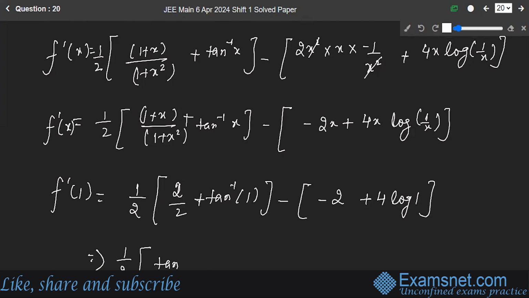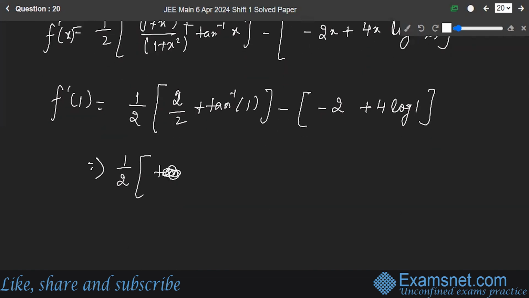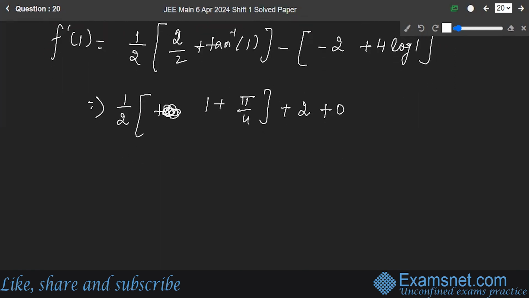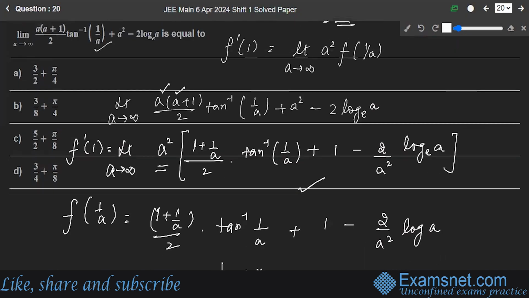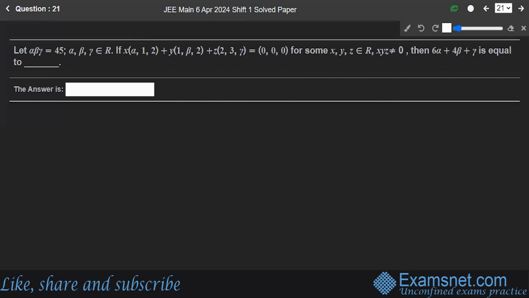So this is 1 and tangent inverse 1, that is equal to pi by 4 plus 2 and this is 0. Okay, plus minus 0, whatever. So this is 1 by 2 plus pi by 8 plus 2, or this will give you 5 by 2 plus pi by 8. So this is the answer to the question, 5 by 2 plus pi by 8. Option C. Hope you got that. Let's move to the next question.